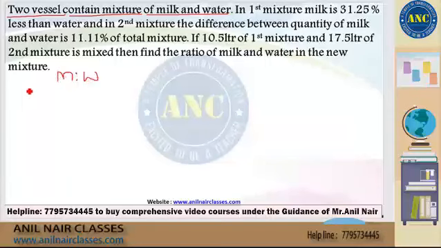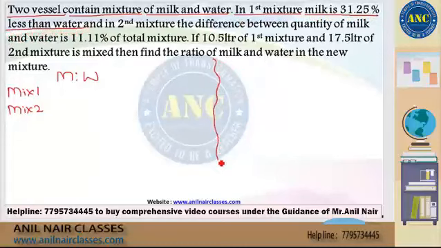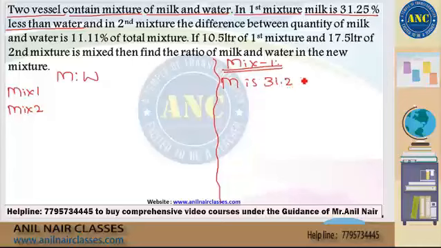Milk and water mixture. So this is mixture 1. This is mixture 2, if I write like my previous question. Now in the next statement, in the first mixture, milk is 31.25% less than water. They are saying that in the first mixture, milk is 31.25% less than water.